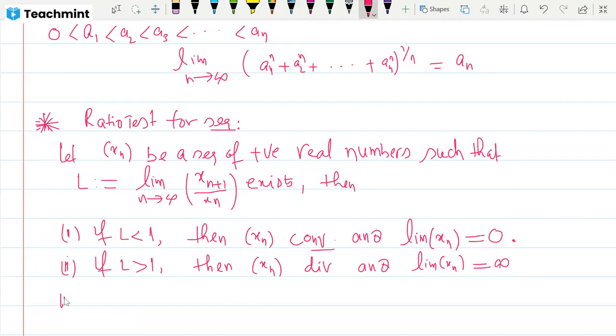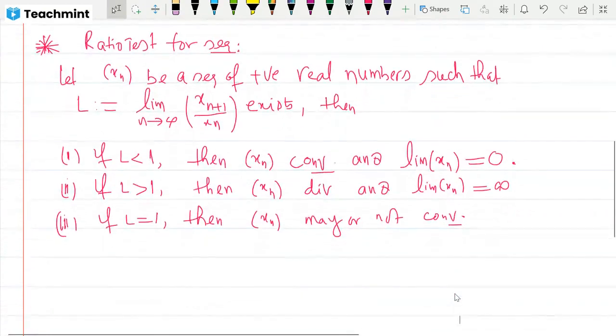Third case: what happens if L is 1? Then there are two possibilities. If L is equal to 1, then xn may or may not converge. If it is not convergent, then it may go to plus infinity or it may go to minus infinity, depending on the sequence, right? So this is a very, very important test. Now we are going to discuss the problems based on this test.